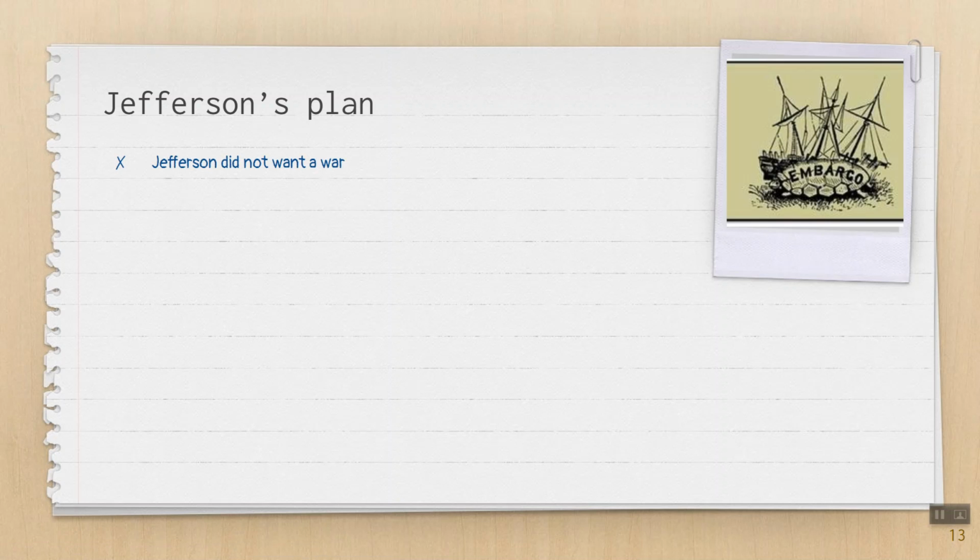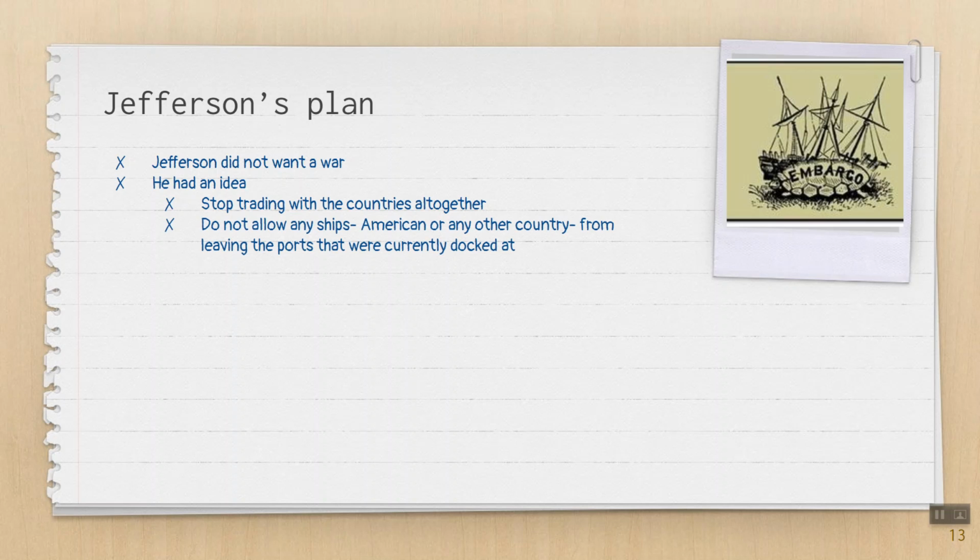Jefferson did not want to go to war. He knew it was a bad idea. And so he had this idea. He wanted to stop trading with those countries altogether. Kind of like, okay, if you guys can't get along and you're going to keep punishing us for just wanting to stay neutral, we're just going to stop trading to you both. So what he did is he didn't allow any ships, American or any other country, from leaving any port in the United States. The ports up in New England, the New Orleans port, any port where the ships were docked and they were going to be sending goods across the ocean, they could not leave. But he also wasn't going to be letting any other ships in either. So this is called an embargo.